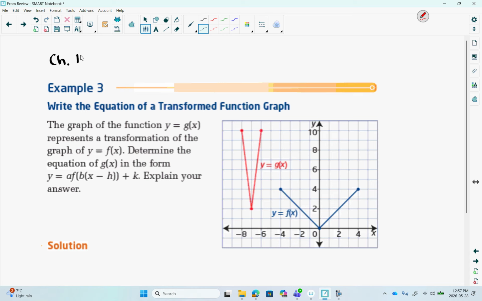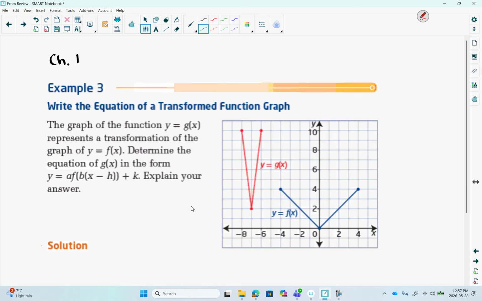We talked about vertical and horizontal translation first, then we did vertical and horizontal stretch. Did I say stretch or reflection? Stretch. Okay, so we did stretches, reflections, and translations. This was a type of question where I asked you to come up with the equation of g at x.